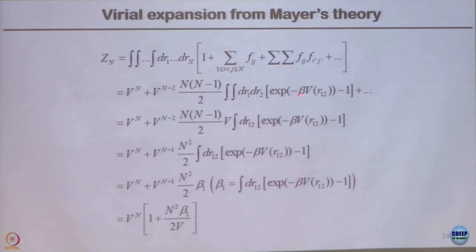Then I change to the center of mass coordinates, and one volume comes out. This is my Mayer f function, actually it should be u. However, now I take this V out, it becomes V to the n minus 1. In the large N limit, I can neglect this. I have N squared by 2. And then I bring it here, take V to the n out, 1 by V comes here, it becomes N squared beta 1 by V, beta 1 as a volume term.